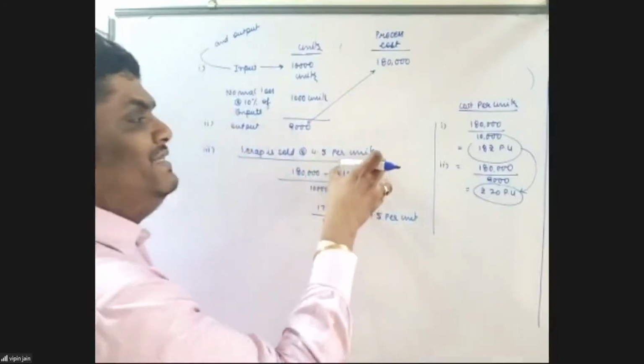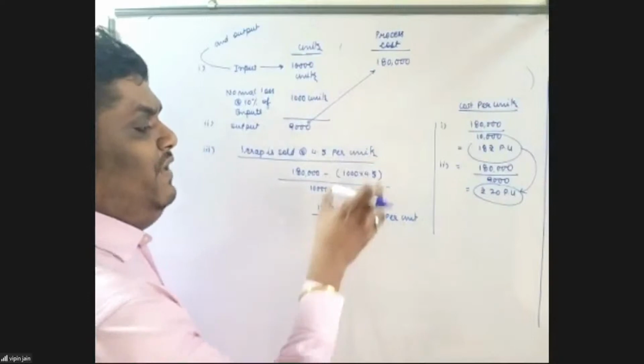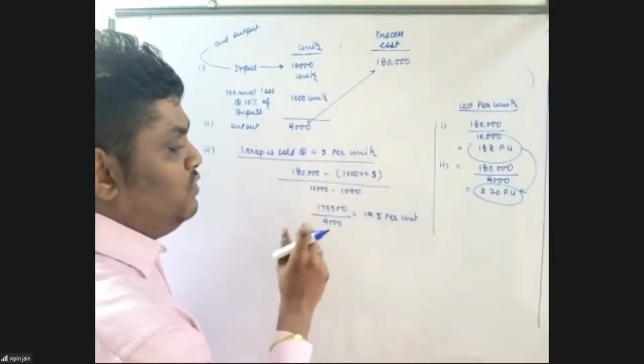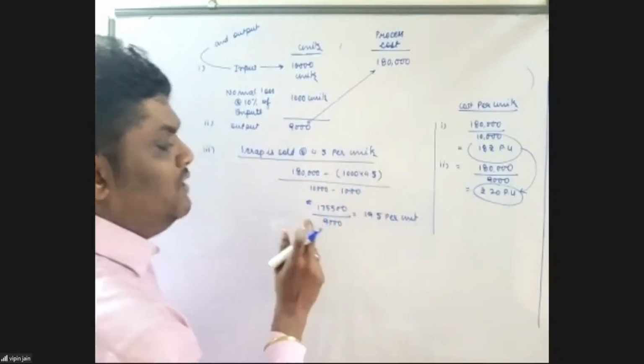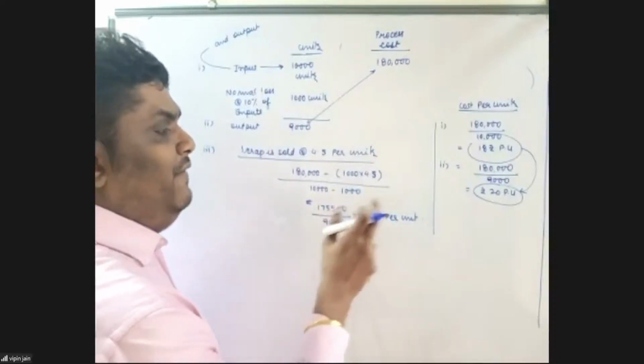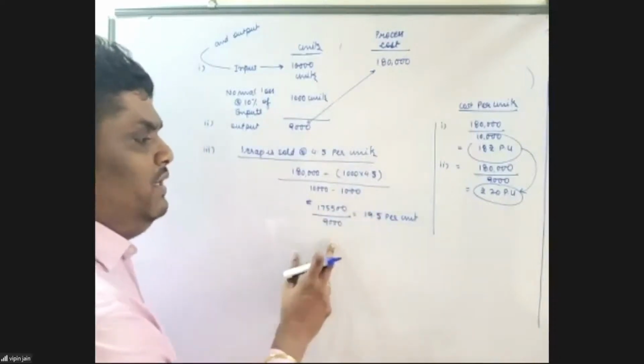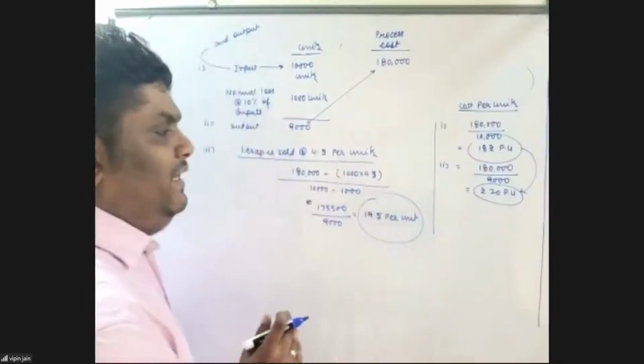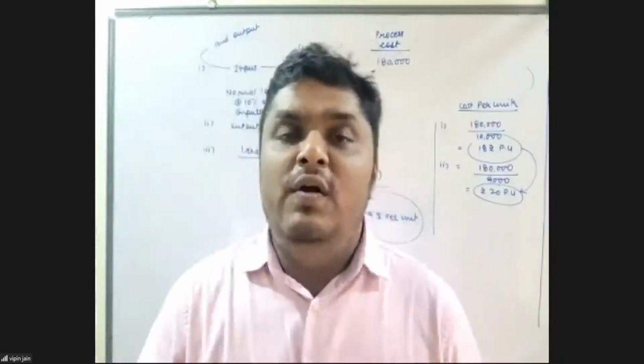उसके बदले हमें realize कितना हुआ है against this? We have realized 4,500. So in aggregate, how much is my total cost? 175,500 for my output, that is 9,000 units. So my cost per unit will be 19.5. So this is the treatment of normal loss.